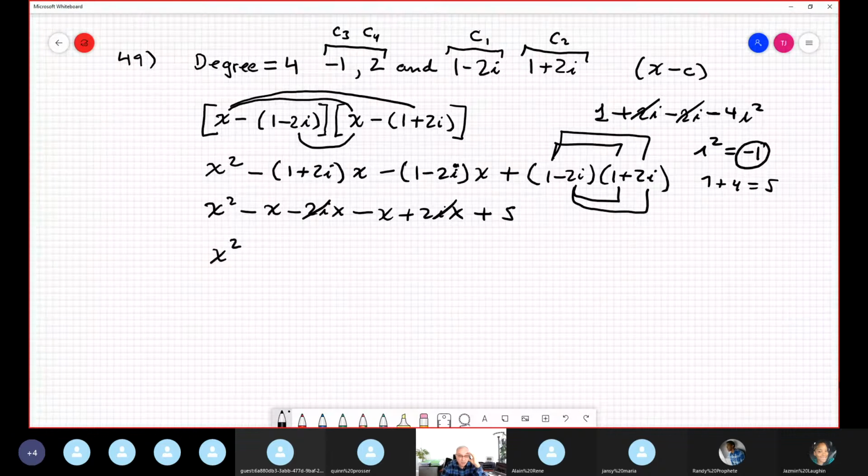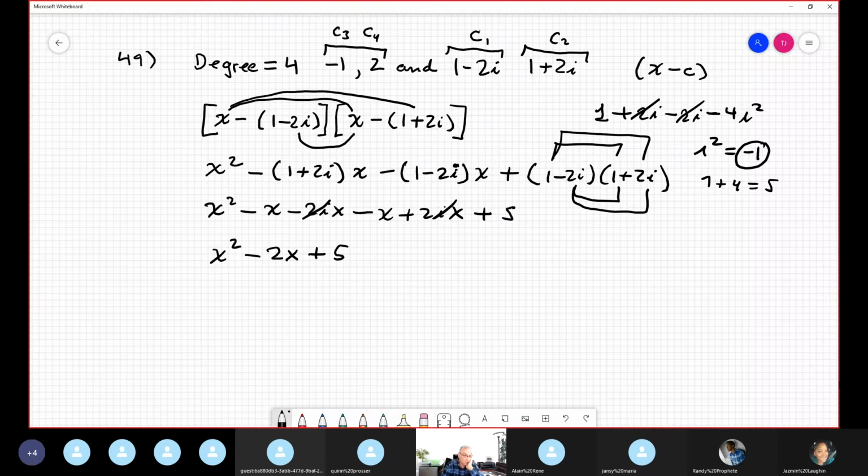So we have x squared minus 2x and plus 5. This is the answer for the first two complex factors. When you put them together, unbelievable, amazing, we get the polynomial with the real coefficients, you know.